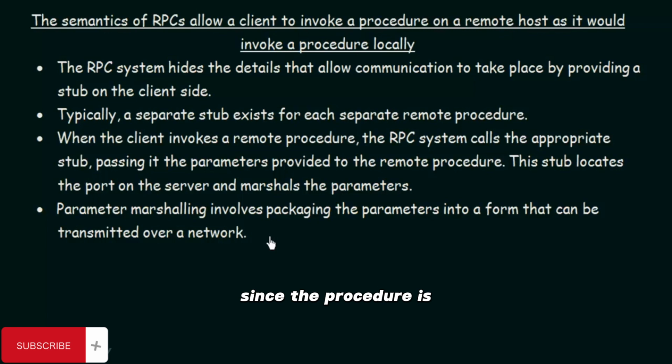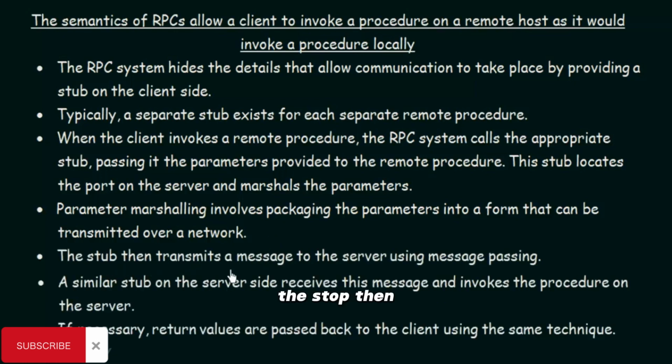Since the procedure is residing in another system, these parameters have to be passed over the network to the other system. Since they have to travel through the network, the parameters have to be in a form that can be transmitted over a network. So parameter marshaling means it will package the parameters into a form which can be transmitted over the network. So that is what we mean by parameter marshaling. The stub then transmits a message to the server using message passing. So now everything is ready, and the stub will transmit the message to the server using the message passing system.